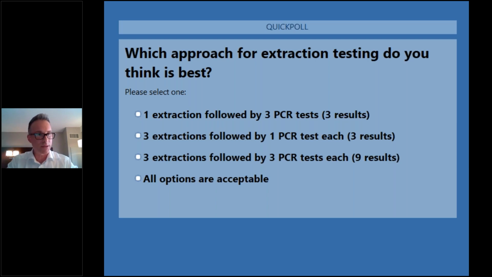So it would be great to hear your thoughts. A, 1 extraction followed by 3 PCR. B, 3 extractions followed by 1 PCR. C, 3 extractions followed by 3 PCR, or D, all options. Good to hear your thoughts.